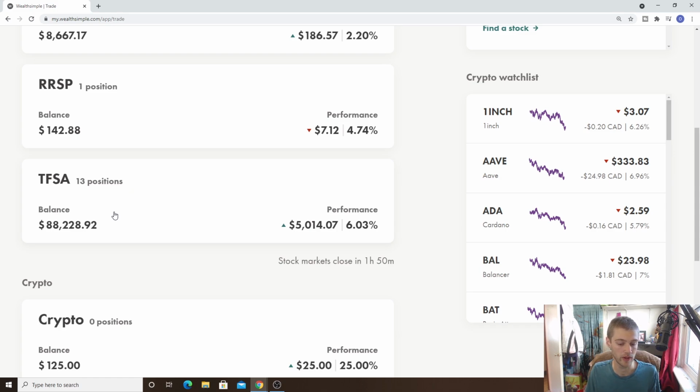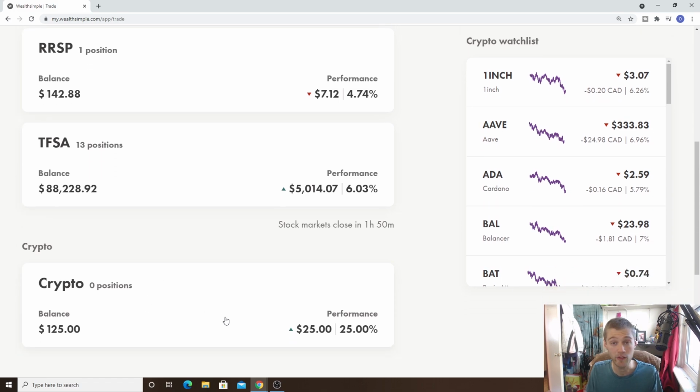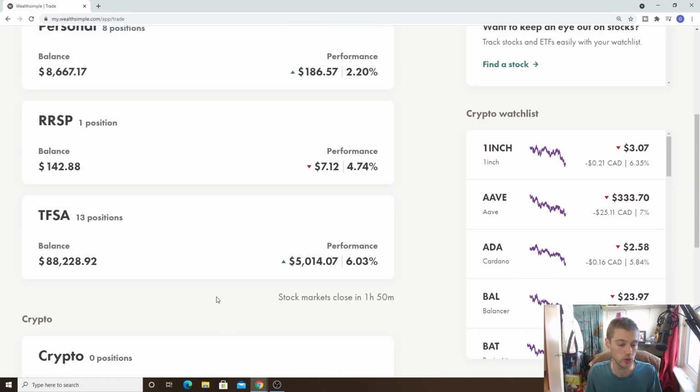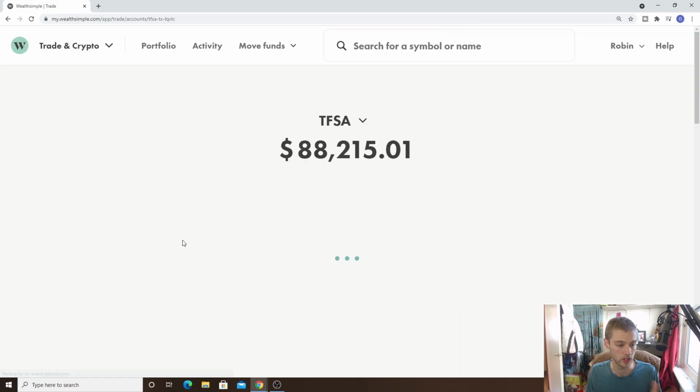And then towards the bottom, we have a crypto account that I haven't bought anything in yet, but I have opened up. So maybe in the future, I will do some crypto investing sometime. I'm just thinking about that, but I do have plans on starting something in the near future.